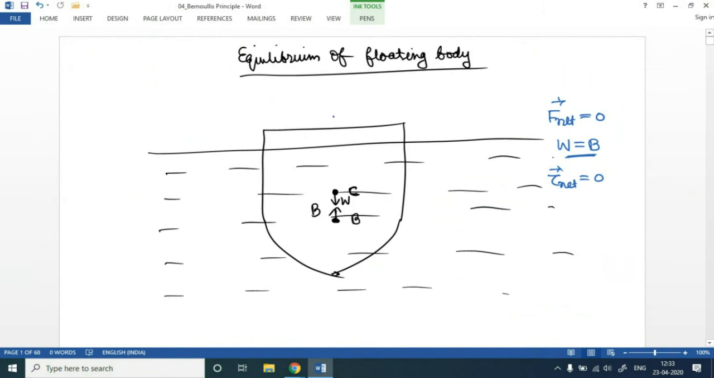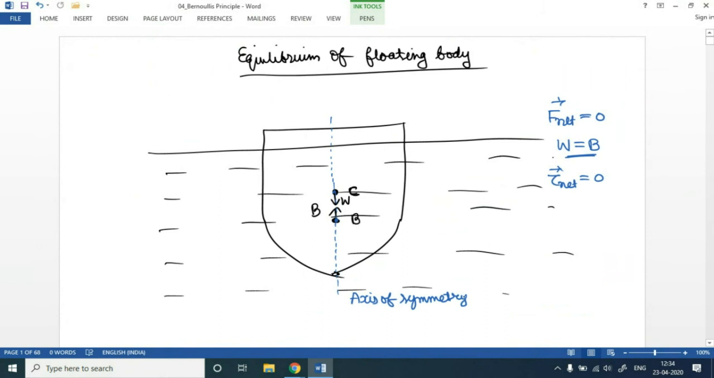Having said that, these 2 points will be lying on a vertical axis. Now you can see that buoyancy and weight are not producing any net couple over here. If we join B and C by an extended line, that extended line is going to be along the vertical in this equilibrium condition. We can also say this is some axis of symmetry for this body. So this is the condition for equilibrium.